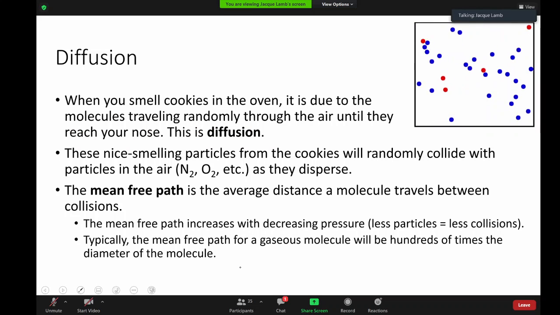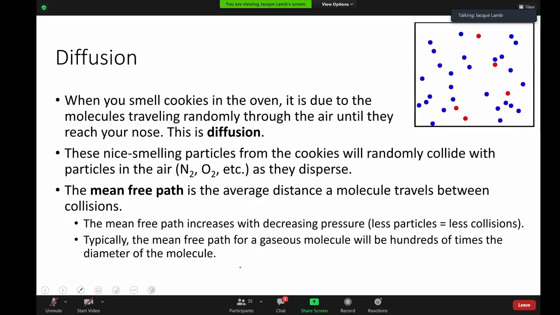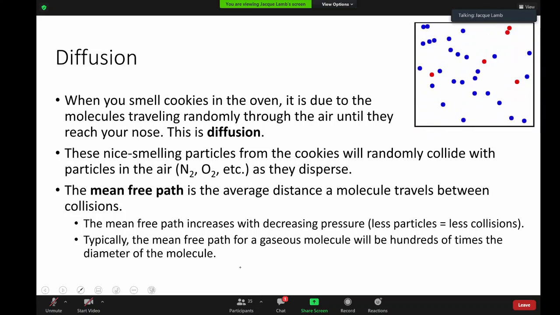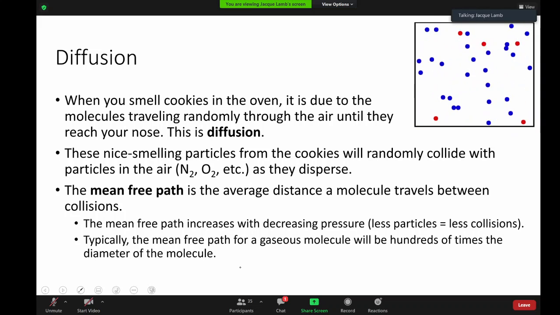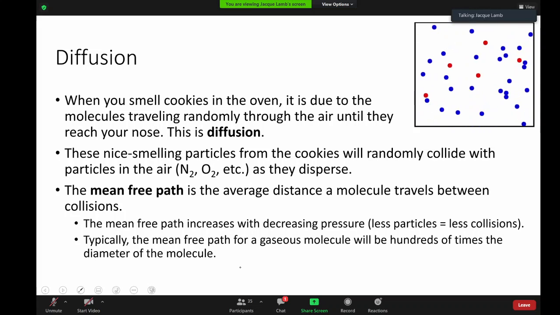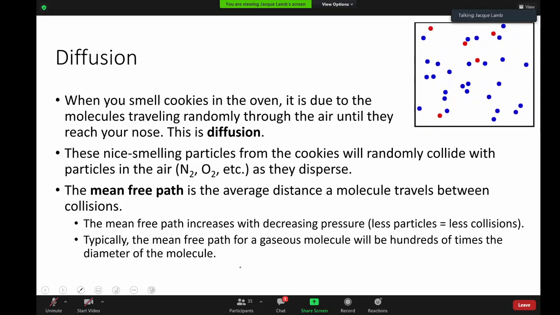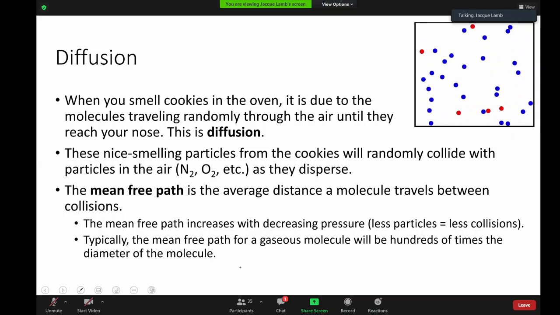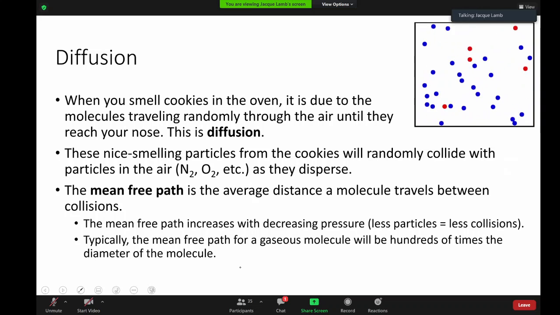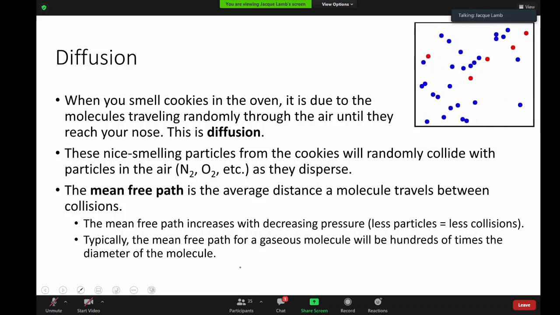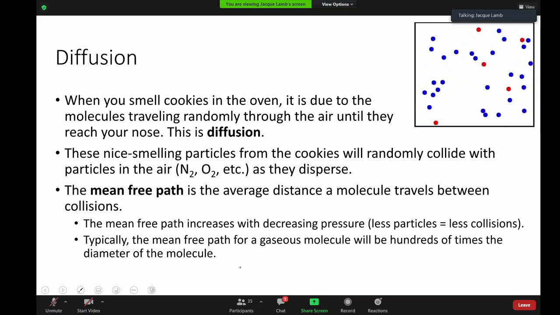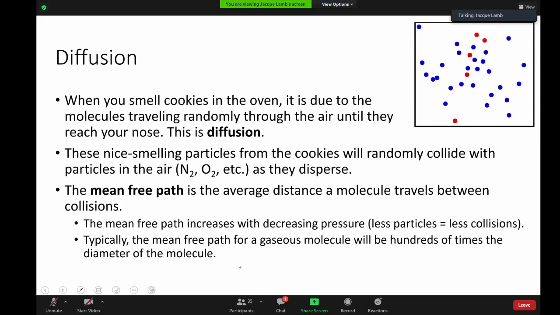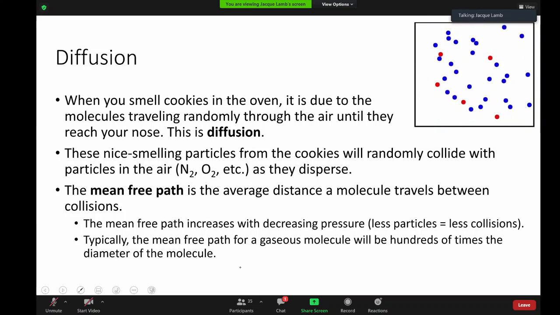So now we're going to switch gears a little bit, and we're going to talk about a couple of other properties of gases. One is diffusion. If you smell perfume in a room or cookies when they're baking in an oven, what you're smelling is molecules in the gaseous state that are traveling randomly through the air. And that's called diffusion. Those particles will randomly collide with other particles in air, nitrogen, oxygen, carbon dioxide, whatever else is in the air, and disperse as they travel.